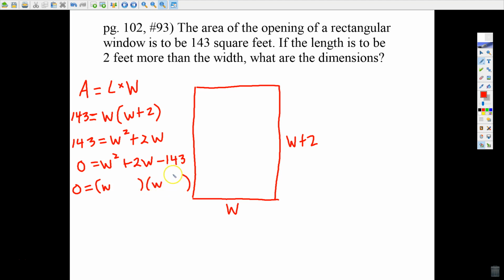You can use positive 13 times negative 11. The product of those two is negative 143, and the sum of those two would be positive 2. So I get two solutions.